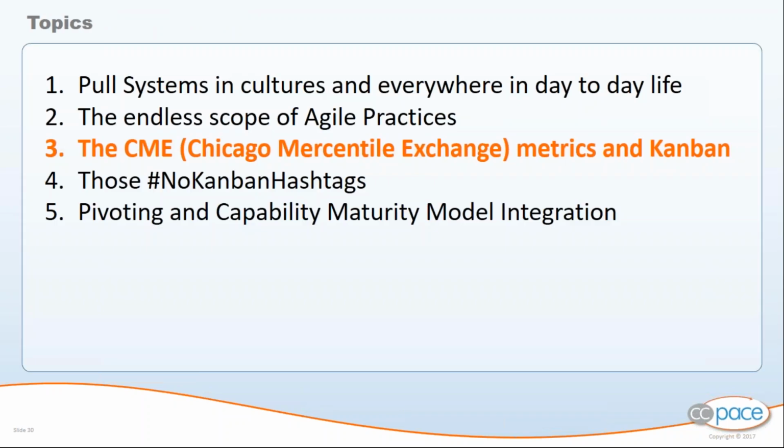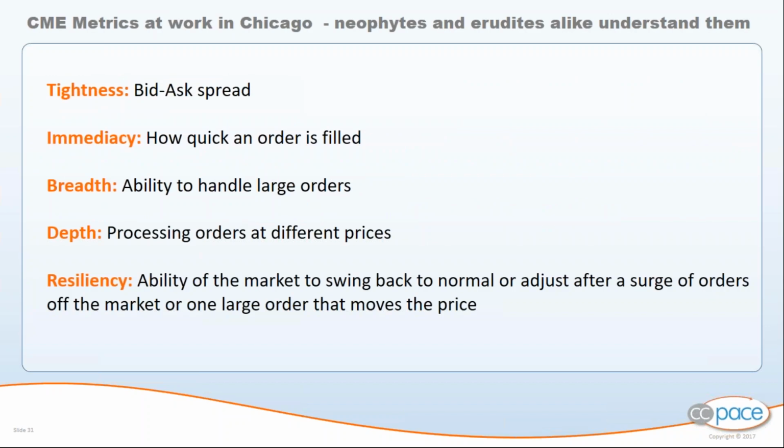Now, moving on to the Chicago Mercantile Exchange, the most sophisticated market in the world, and they've got metrics. They've got the tightness, the bid and ask spread, the immediacy, the breadth, the depth, and the resiliency. I won't go through all of them, but they are visual, they're easy to understand, and they reflect the state of this very, very complex system. Neophytes and erudites alike are able to understand instantly. Isn't it nice to have a system like that at work, that people can walk in and say, hey, I understand, within 5 minutes of explanation?